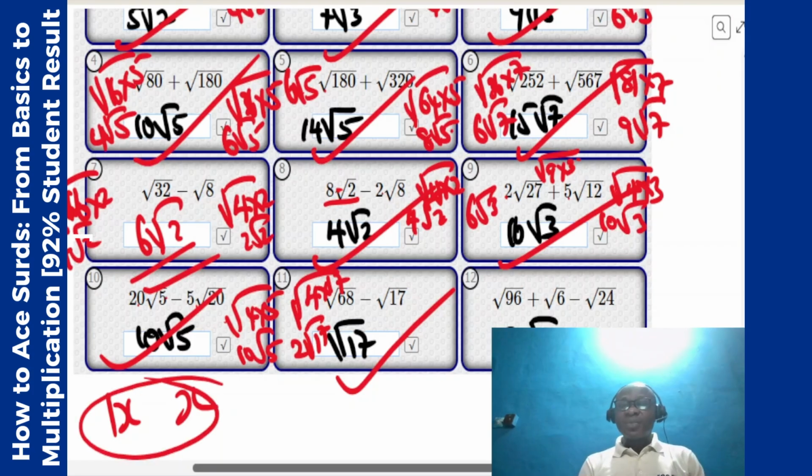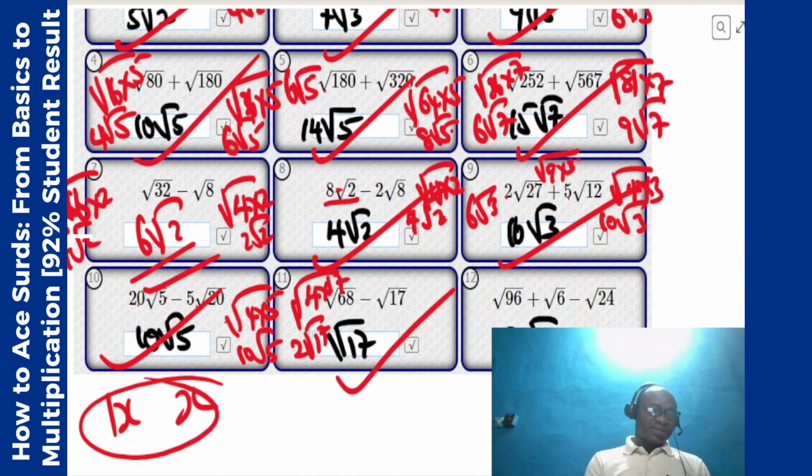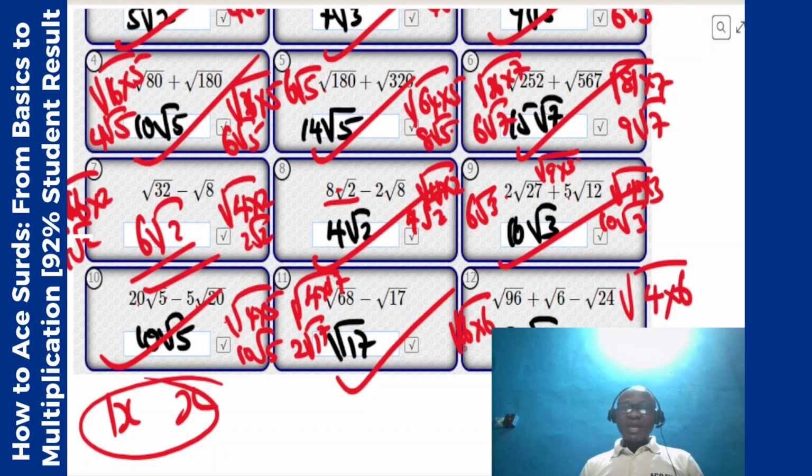Then here 96, if I divide 96 by 6, I'm going to get 16. So 96 can be written as the square root of 16 multiplied by 6. Then 24 is the same thing as the square root of 4 multiplied by 6. So this 16 will give me 4 root 6.